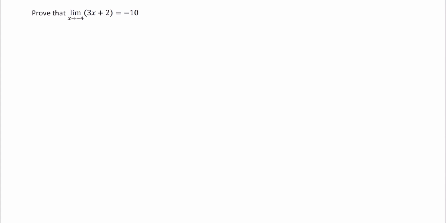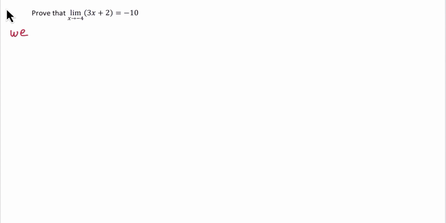In this video, we'll look at an epsilon-delta proof. We want to prove that the limit as x approaches -4 of this function is equal to -10. Now we can verify that this is just a simple linear function. We can verify that by looking at it. But let's talk about how we would actually prove that using epsilon and delta.